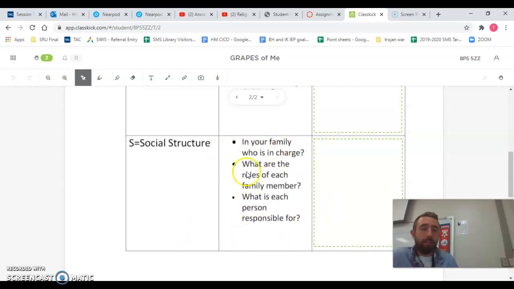But then also, this can be different family to family. The social structure can be different based on your culture, or maybe where your family came from before they settled in the United States, because the United States is a nation of immigrants, people coming from other places. So that's what we talked about today.